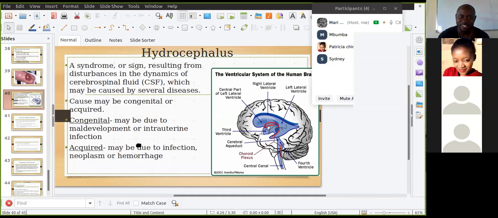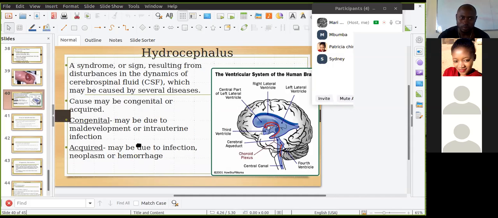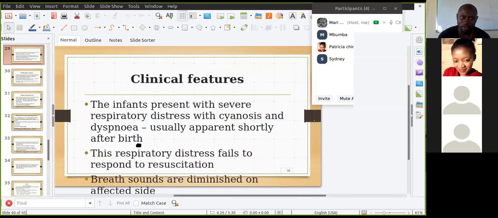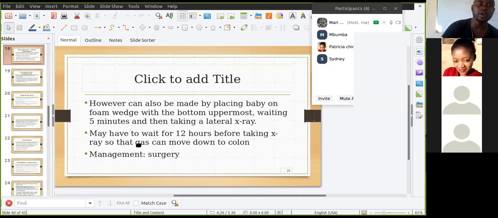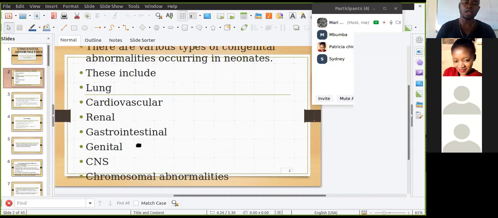I had network problems, so I'm asking for the definition, a simple explanation of hydrocephalus. So, the definition of congenital malformation: these are basically early postnatal defects that are recognized when the neonates are born. There are different types of these congenital malformations that depend on the different systems.